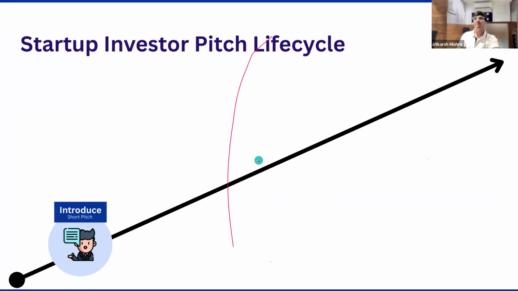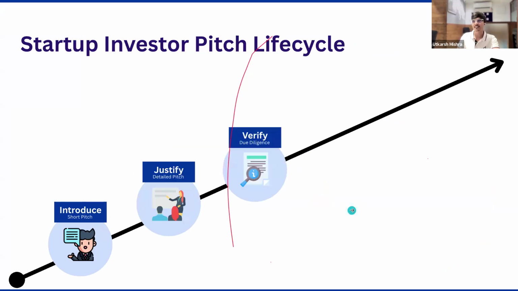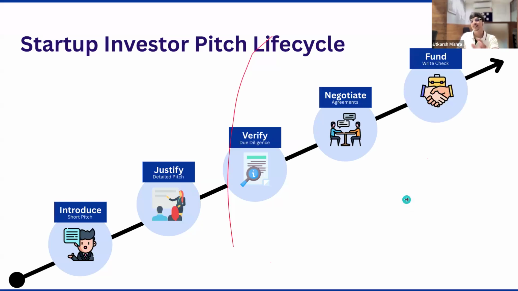So this is the investor pitch life cycle, and how the cap table is related to fundraising. In the first step you introduce your idea to the investors. In the second step you have a detailed pitch with the investor. In the third step they do due diligence. This is the most important parameter, where cap tables, financials and everything get checked. In the fourth step, you negotiate with the investor on percentages, agreement, controlling rights and various other things. And in the fifth step, funding happens.